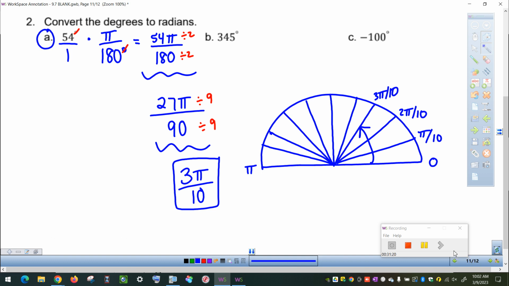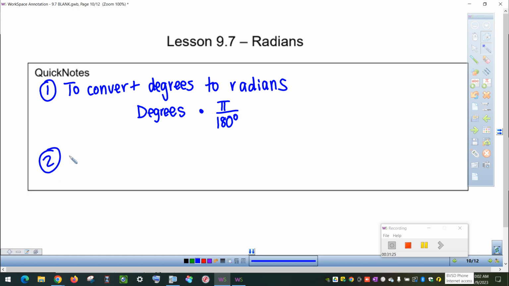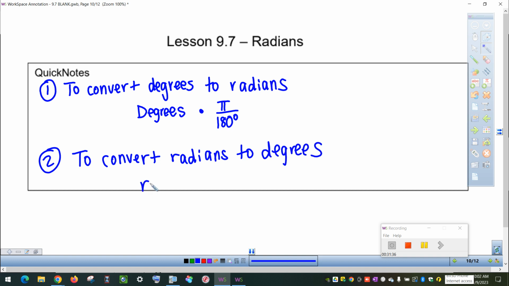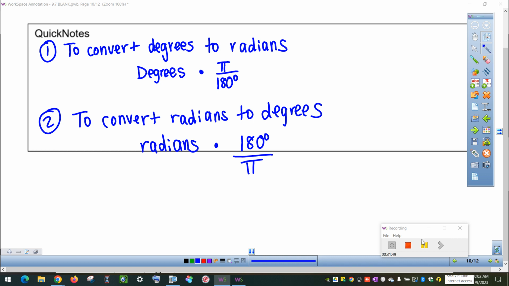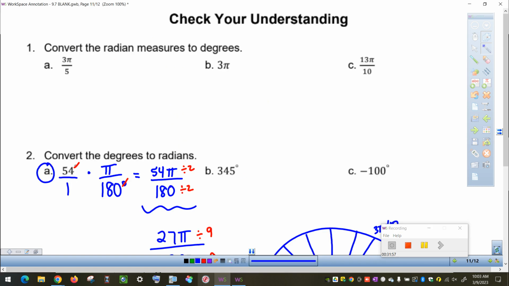All right, let's go back. We're just going to finish up with one last example for how we can go the other direction. So what if we want to convert an angle in radians to degrees? This one is very simple, so we're going to start with our angle measure in radians, and we're just going to do the opposite. So this time we're going to multiply by the conversion factor, 180 degrees over pi. All right, and let's just look at one example here of going the other direction. So let's just look at number 1 here.